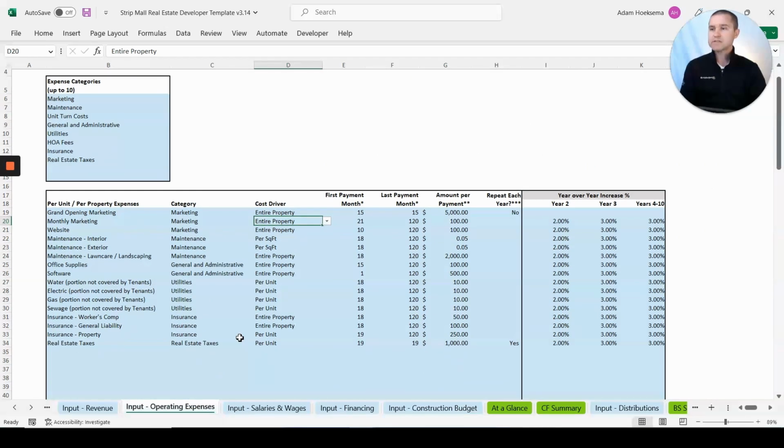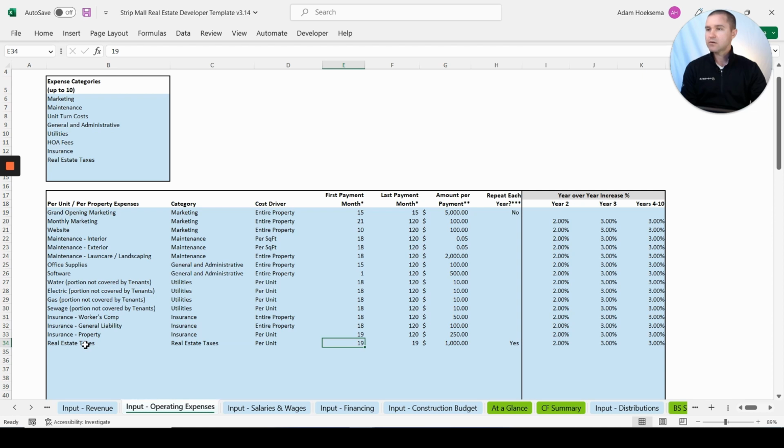To get into a bit more detail on the operating expenses, I'm going to point out a couple things. So you might have some expenses that are one-time expenses. And a good example would be our grand opening marketing expense. So we're saying on month 15, we are going to spend $5,000. But this is just a one-time expense. So we say the first month of payment is month 15. The last month of payment is month 15 as well. And then it asks, hey, is this going to repeat each year? And we're going to say no, it's not going to repeat because it's just a one-time thing.